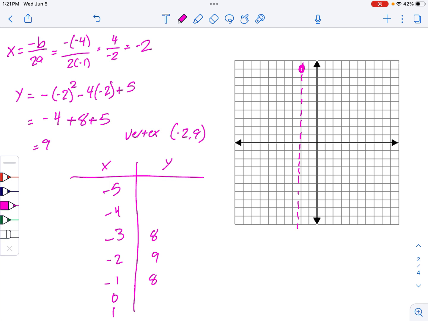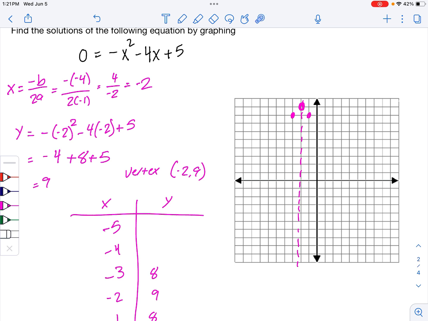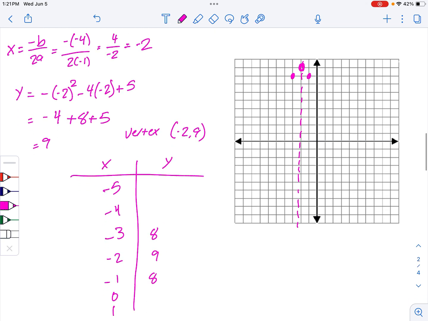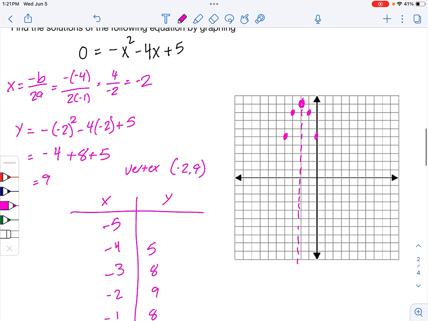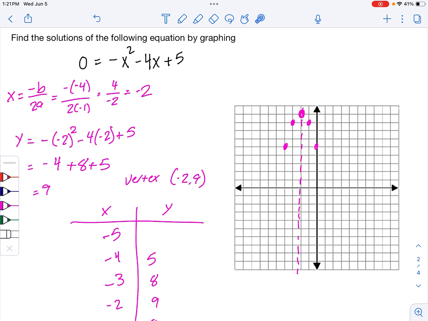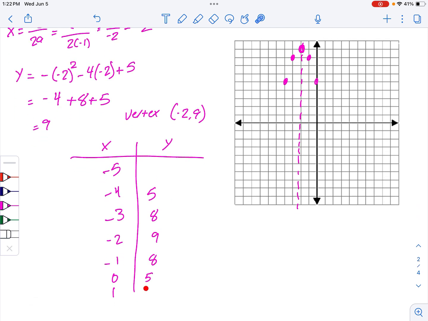We could reflect that over. Let's plug in 0. Plugging in 0 is very straightforward. You get 0 minus 0 plus 5. So we would have 5. We can reflect that. Just for good measure, let's plug in one more point. Let's plug in 1. If we plug in a positive 1, that is 1 squared, and then negative 1, minus 4, plus 5. Negative 1 minus 4 is negative 5, plus 5 is 0.